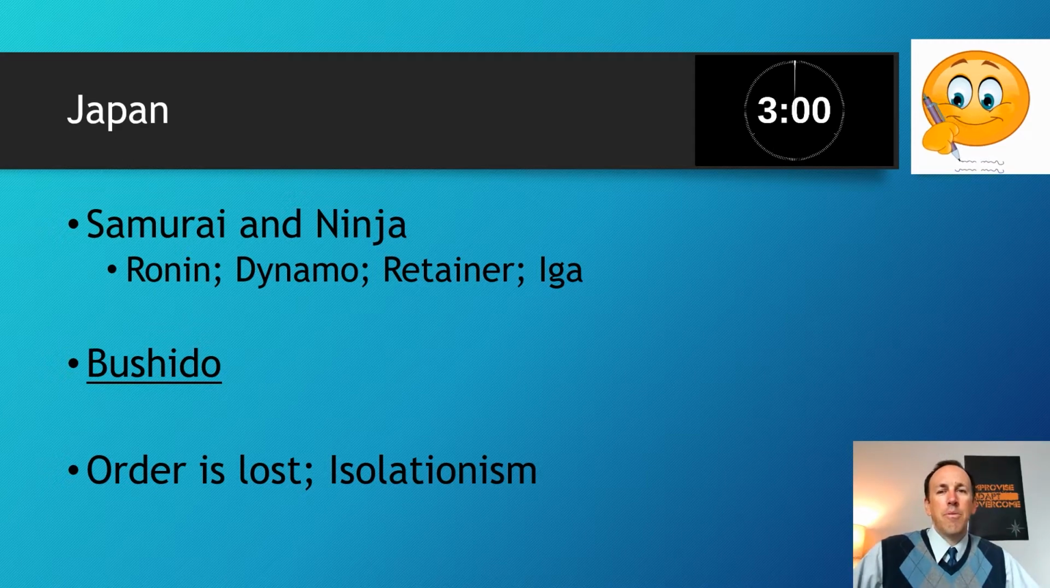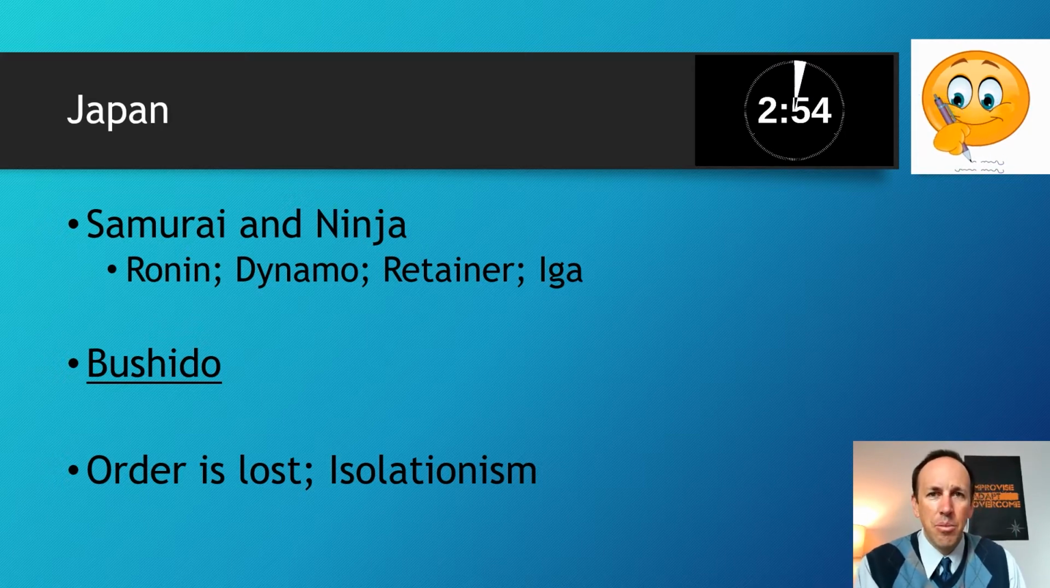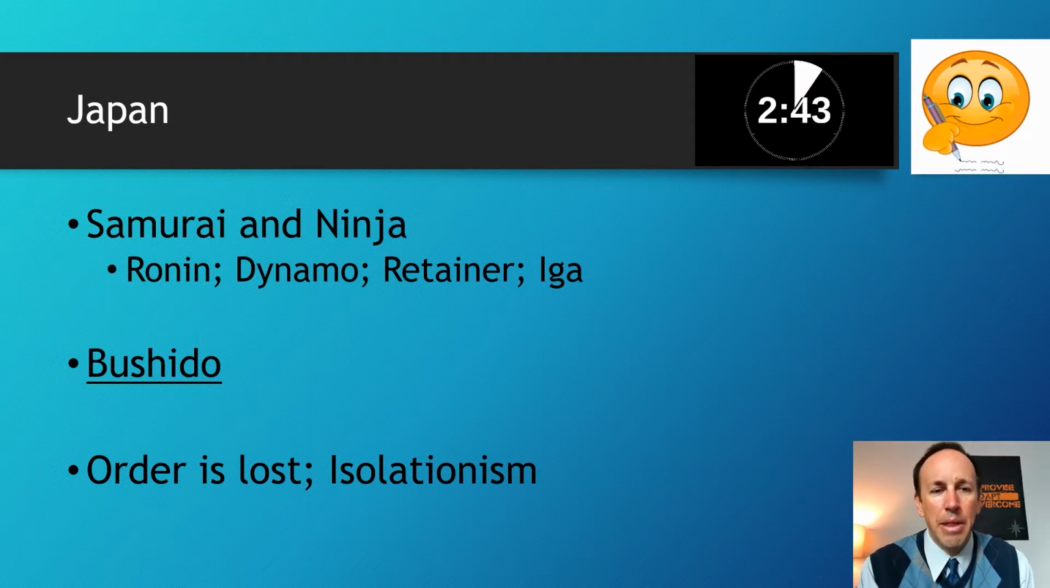If you were a ronin, that means you were a samurai without a master. And if you were the leader of the samurai, sort of like a general, then you would be the daimyo. Hopefully, I'm pronouncing that right. Another word for samurai is a retainer, and then the ninja come from Iga, and we'll learn all about that.